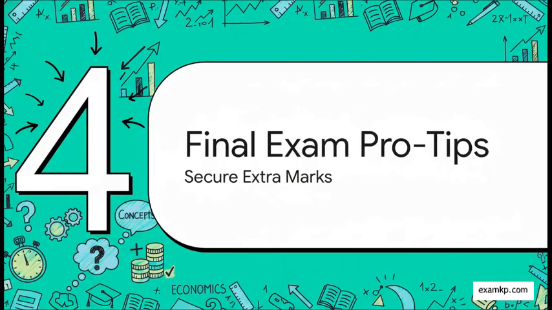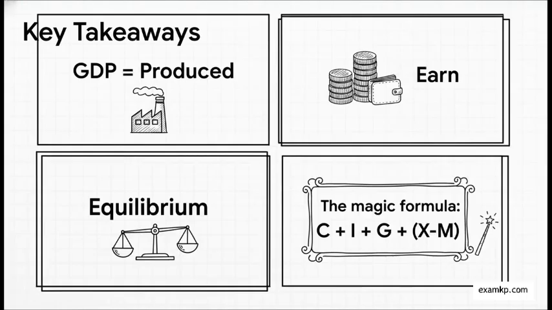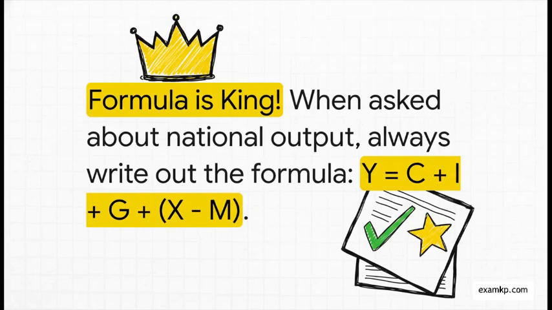Okay, we've covered the main ideas and we've put them into practice with real exam questions. Now, for our final section, let's go over some pro tips that are going to help you squeeze out every possible mark on exam day. Let's do a super fast recap. Ready? GDP is what's produced, national income is what's earned, equilibrium is where demand equals supply, and never, ever forget that magic formula: C plus I plus G plus X minus M. These are the absolute must-know essentials.